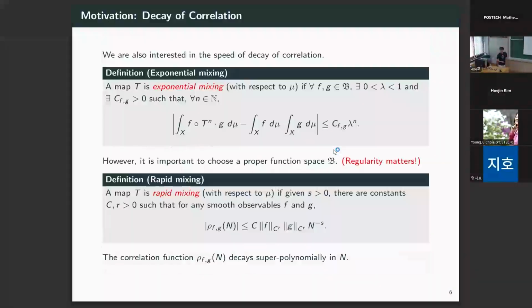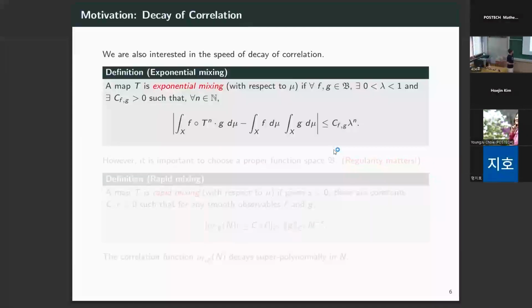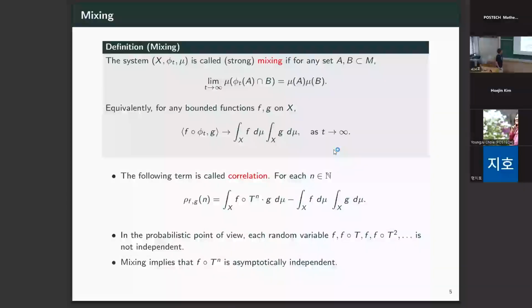Oh, sorry, what is B in this? So I didn't specify. It should be a function space or Banach space. Oh, sorry, can I look at the previous slides where you define mixing? Because here I only wrote any bounded function. Oh, okay. So I see. Yeah, in general, the function space should be smaller. I see. Okay.